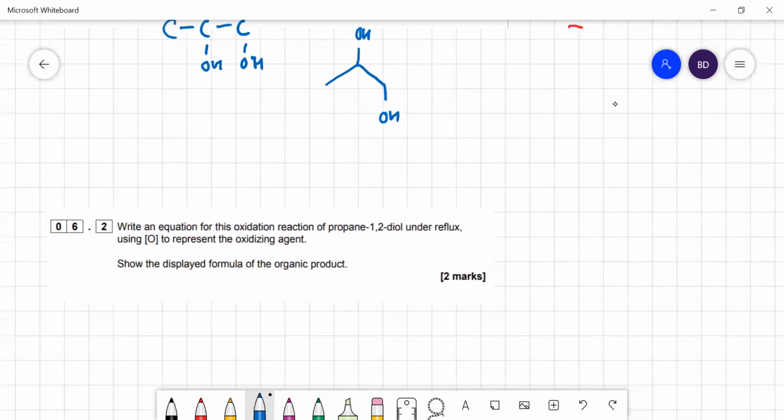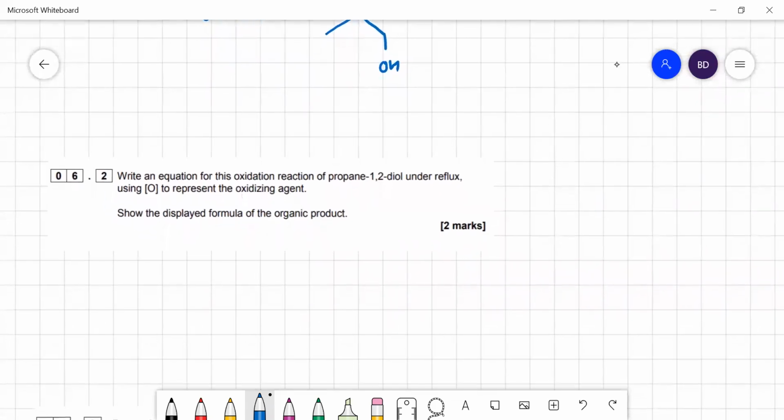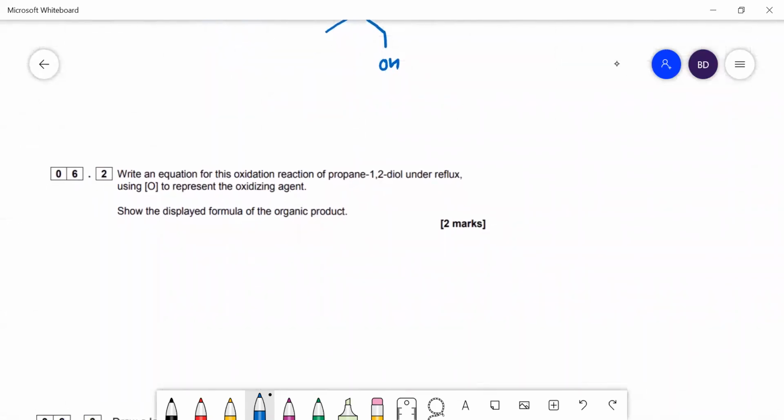Right, write an equation for the oxidation of propane 1,2-diol under reflux. Okay, so this is going to oxidize everything as completely as possible, and show the displayed formula of the product. Right, so I'm going to write down this. It's a good idea to write this down rather than do it in your head because you make mistakes. Right, so you can see there we have got 2 alcohol groups. This one is a secondary, that's going to go to a ketone, and this one is a primary alcohol, and that's going to go to a carboxylic acid.